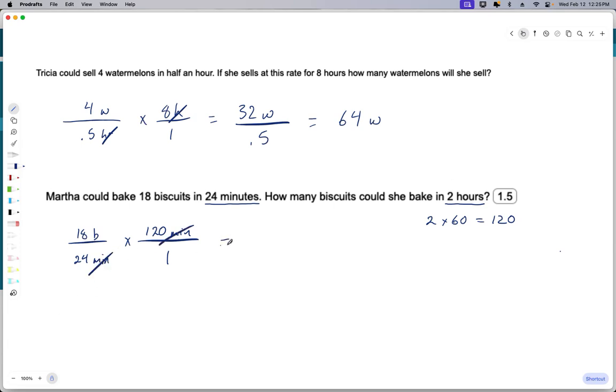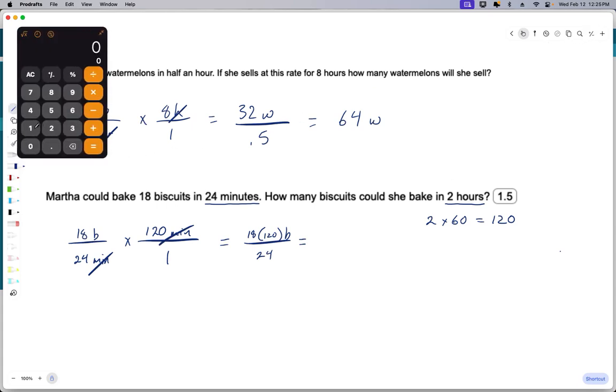So that means I've got 18 times 120 divided by 24. And that's going to give me the number of biscuits. So you just do the math. Just do the math. 18 times 120 divided by 24 equals 90 biscuits.